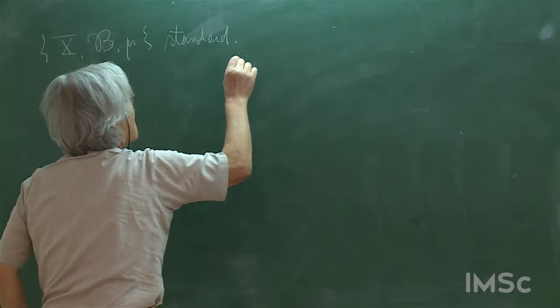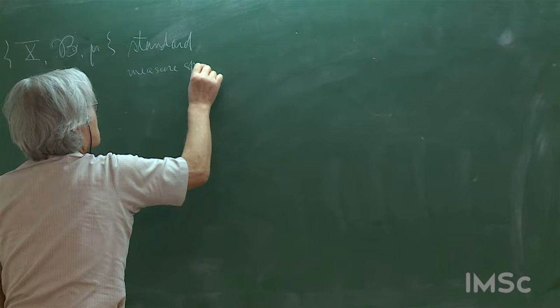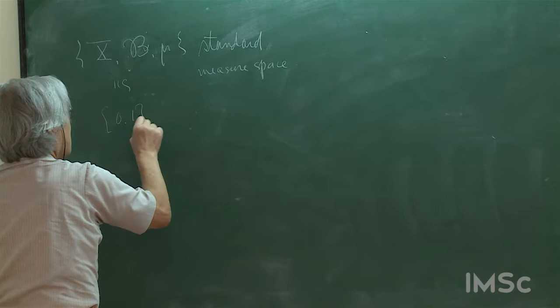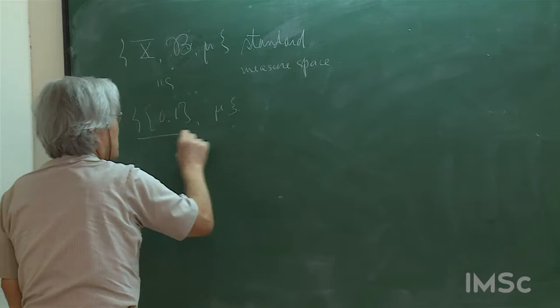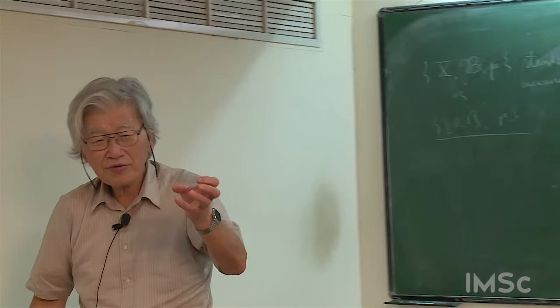Measure space, which means that this is isomorphic to the 0-1 interval with Lebesgue measure, unless you want to have a discrete measure. Okay, separable measure theory is very simple. Just the real line, unit interval, and Lebesgue measure. That's all. It's isomorphic as a measure space.